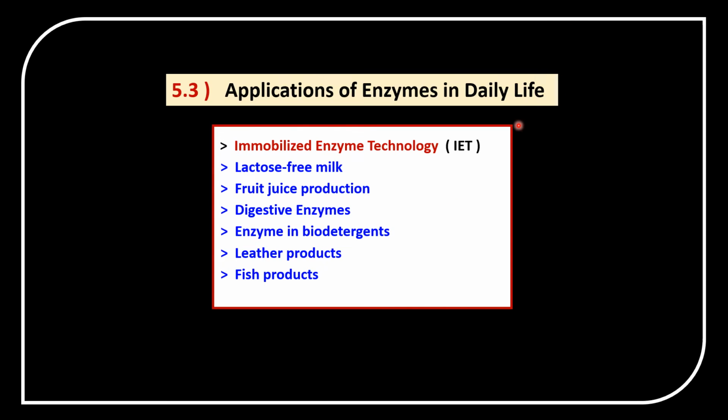Five point three, applications of enzymes in daily life. We will discuss immobilized enzyme technology, IET, which is a method of using enzymes, lactose-free milk, the production of lactose-free milk, fruit juice production, digestive enzymes, enzymes used in biodetergents, enzymes used to treat leather products, and fish products.